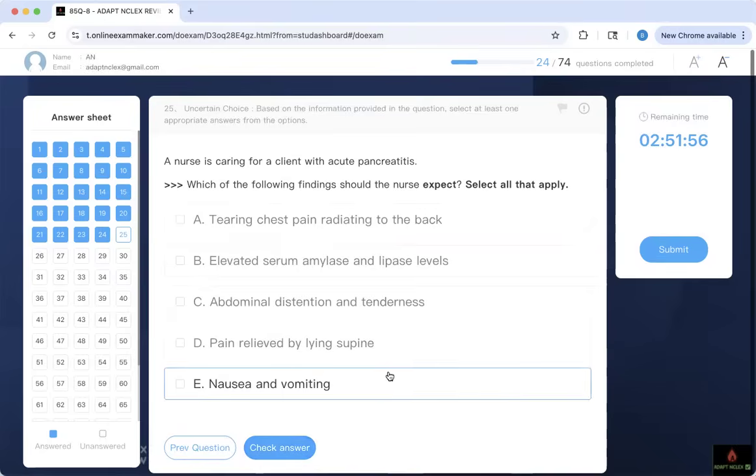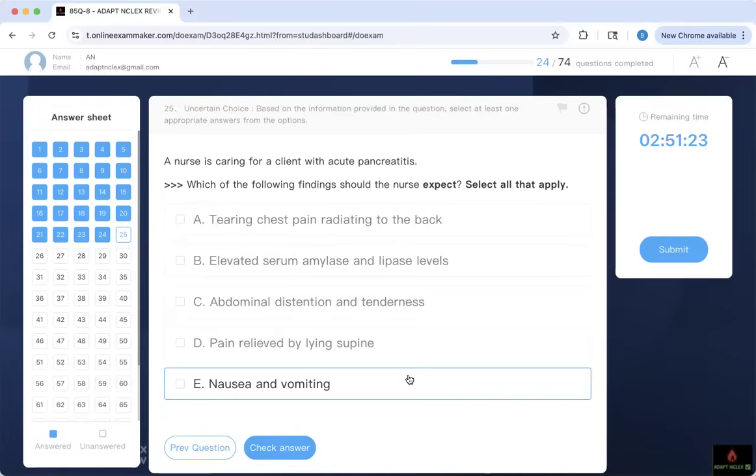Only one answer. Which of the following findings should the nurse expect? Select all that apply. A nurse is caring for a client with what? Acute pancreatitis. What do you see? Tearing chest pain radiating towards the back. Elevated serum amylase and lipase. Abdominal distension and tenderness. Nausea and vomiting. Which of these would you see in acute pancreatitis? This is GI pathology. This should be straightforward, but there are trap answers designed to make you stay focused.